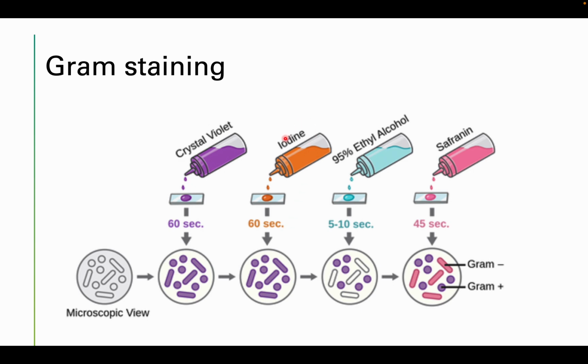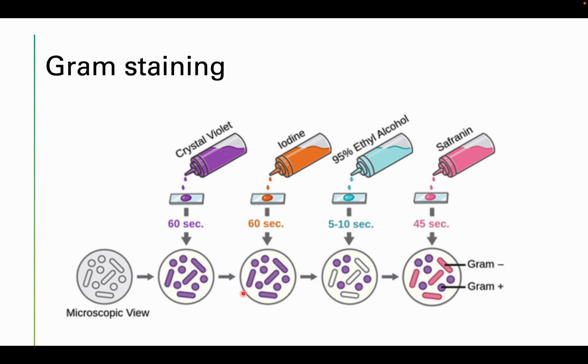So iodine is a fixator. What it does is it penetrates the cell and then it forms a complex with the crystal violet using the electrostatic interaction. So it forms a larger complex between the crystal violet and iodine. And because the cell wall of both the gram-positive and gram-negative bacteria is negatively charged, the crystal violet can bind there and also iodine can form the interaction between crystal violet and iodine.